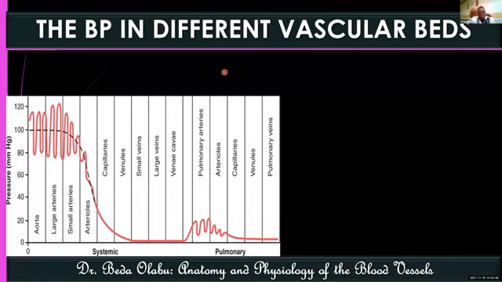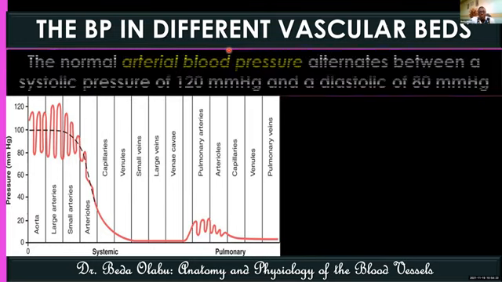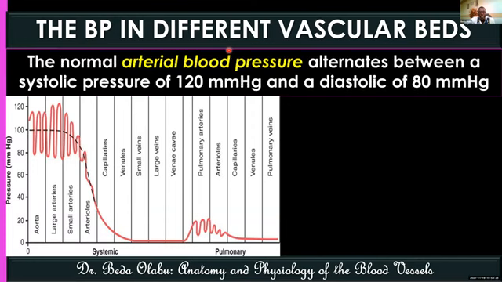Right, I hope you've organized that formula. Have it somewhere. We are going to use it shortly. Let's see how blood pressure changes in different vascular beds. The normal blood pressure for the arteries, I told you, will oscillate between systolic and diastolic. And the normal one is usually about 120 for systolic and 80 for diastolic. The unit is millimeters of mercury.